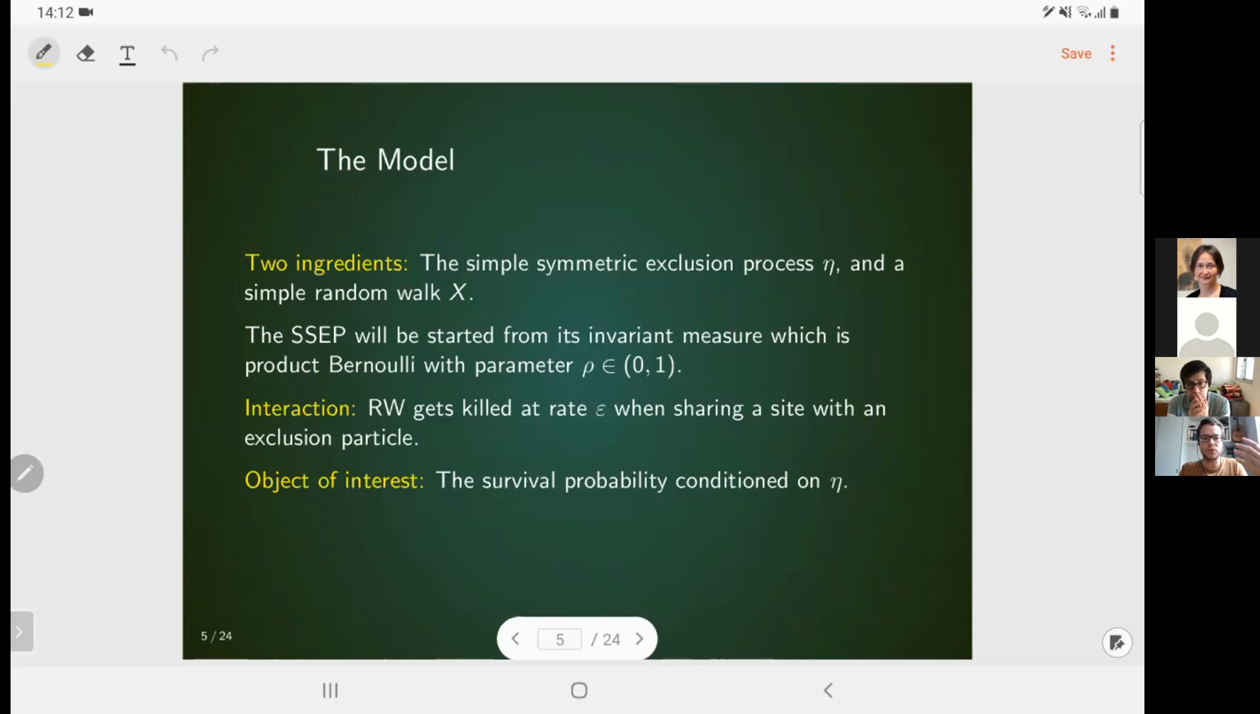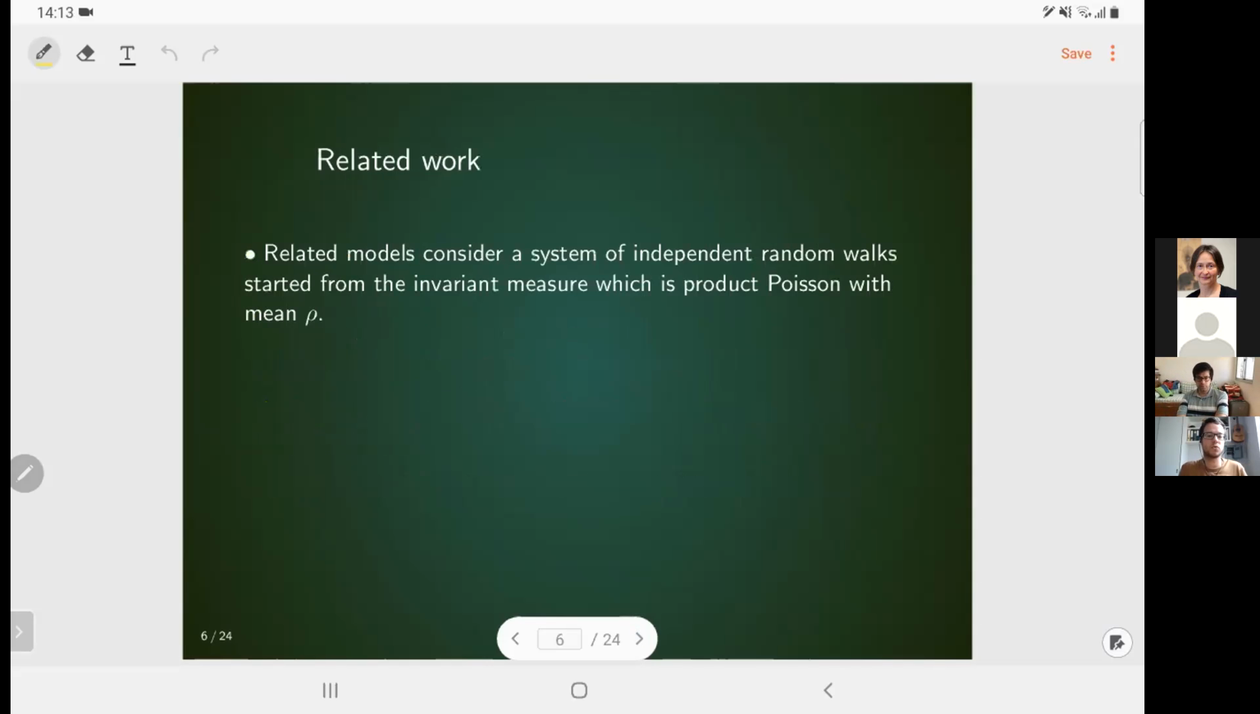The case where the traps also evolve in time is actually much more recent and much less is known. So I would like to talk shortly about the work that is probably the closest related to what we did. In that work, as an environment, they didn't take the exclusion process, but essentially a collection of independent random walks. And the starting distribution is also the invariant measure of this system, which is product Poisson with a fixed mean rho.